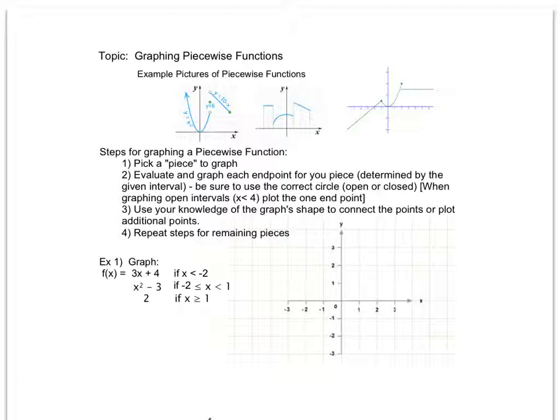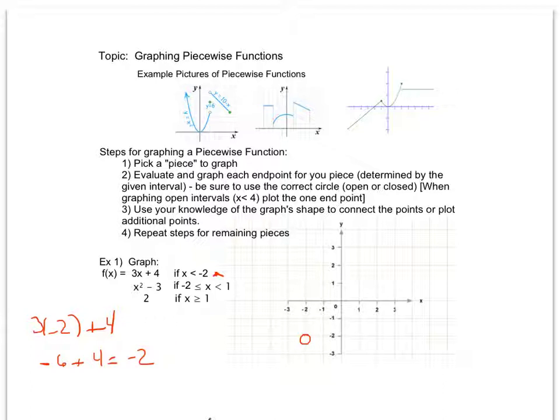First, I'm going to take this first piece here. It says my graph is 3x plus 4, so I have this linear graph if x is less than -2. I'm going to plug -2 in and see what I get. 3 times -2 plus 4 gives me -6 plus 4, which gives me -2. So at the x value of -2, the y value is -2. I'm going to put an open circle there. My circle's off a little bit, it should be right on the point, but I have an open circle at (-2, -2).